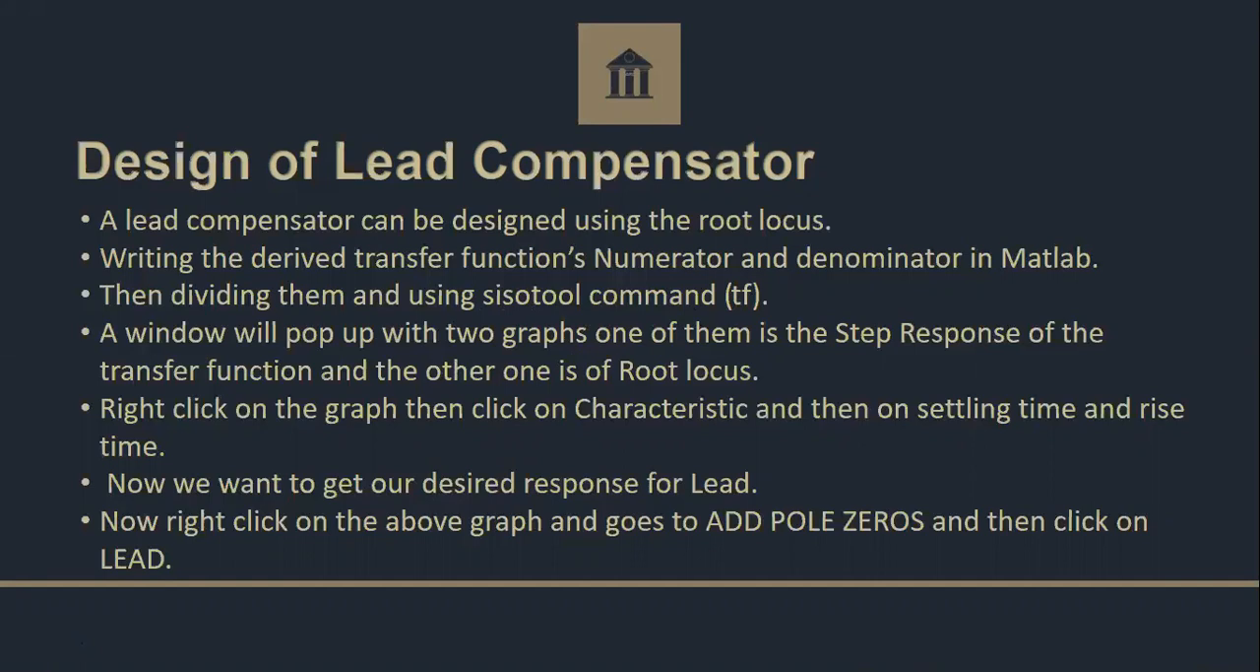By right clicking on the graph, then clicking on characteristics, an option will come with the name of the characteristic. Click on settling time, then repeat the procedure and click on rise time. This will show the settling time and rise time of your lead compensator. Now you have to click on the root locus graph, right click on it, click on add pole and zero, and then another menu will open, and click on lead.